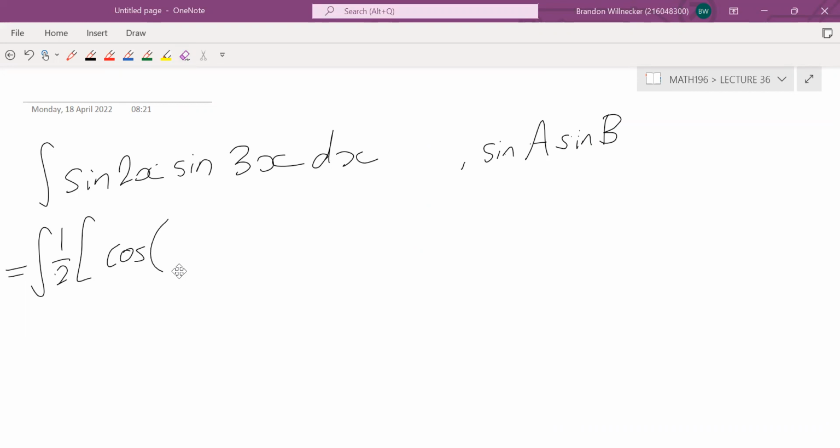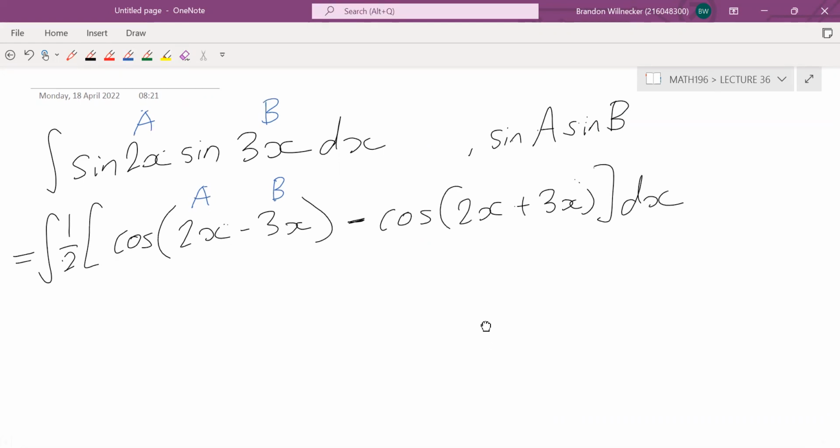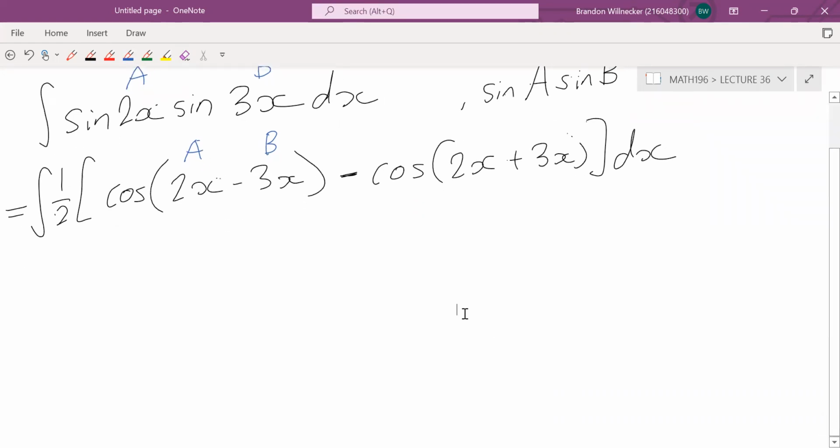Okay, so now we need to look at what our A and B are. So it's going to be cos of A minus B, so cos of 2x minus 3x, because this first bit here is A, the second bit here is B. Then we had the minus sign. And then the same thing with cos, but now we have A plus B, so it's going to be 2x plus 3x dx. Okay, so what we need to do now is simplify the brackets there and then integrate each term separately.